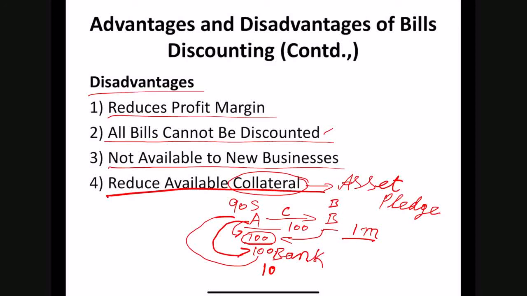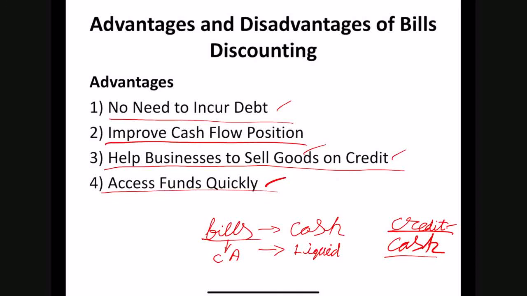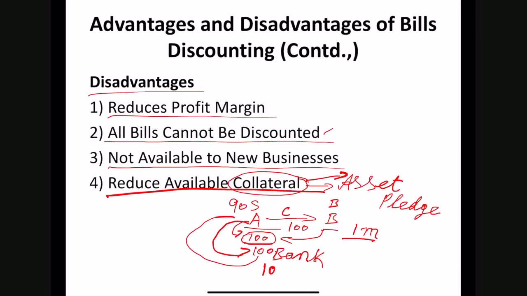In the same way, companies also have to pledge their assets. For example, it has some stock, insurance policies, fixed deposits. These will be pledged to the banks as collateral. Normally, it happens with small business entrepreneurs and budding business organizations. Since these are small business organizations, the banks cannot blindly accept them. So they ask for such collateral assets. This is the disadvantage. So these are the advantages and disadvantages of bills discounting.